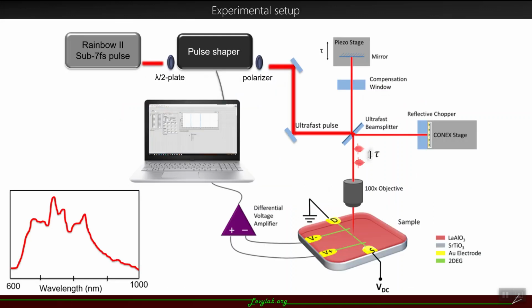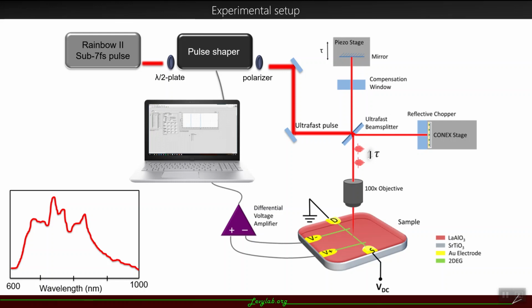Here is pictured the experimental setup that we use to perform our time domain spectroscopy. First, ultrafast pulses leave our Ti:Sapphire oscillator, and you can see the spectrum here. Then they enter our home-built pulse shaper. After that, they enter our home-built Michelson interferometer. In this interferometer, there is a 50-50 beam splitter, and in the upper arm, there's a delay line comprised of a mirror mounted to a piezo stage.